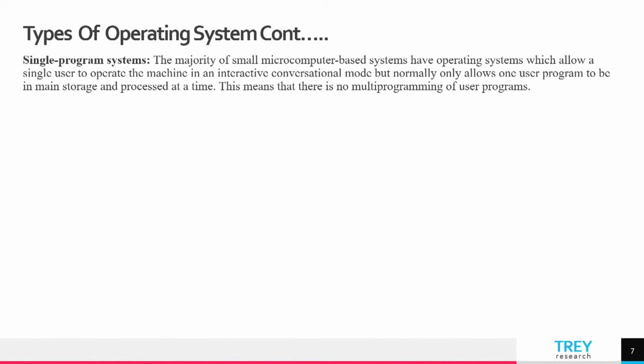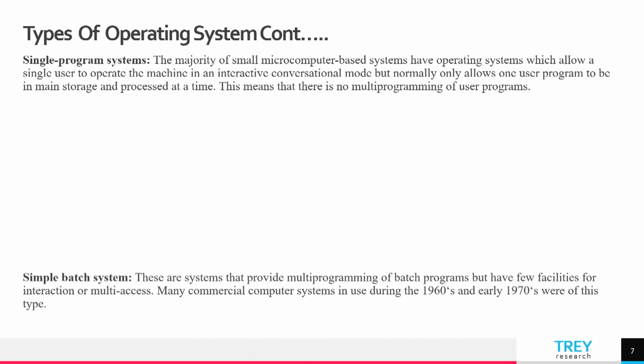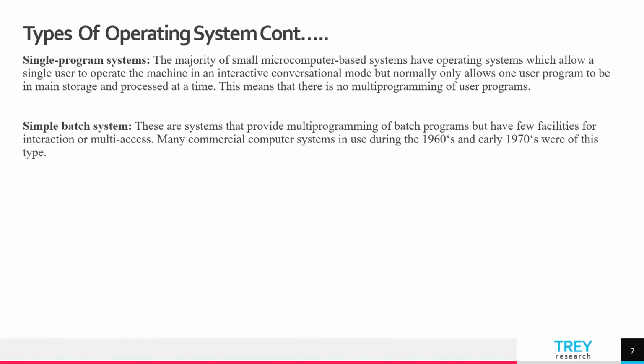The next type of operating system is the single program system. This is basically the majority of small microcomputer based systems. They have an operating system which allows a single user, meaning one user who is operating the device or the computer, to operate the machine in an interactive conversational mode, but normally only allows one user program to be in main storage and processed at a time. It cannot allow more than one user. So this means that there is no multi-programming of user programs. I'll be able to demonstrate this.